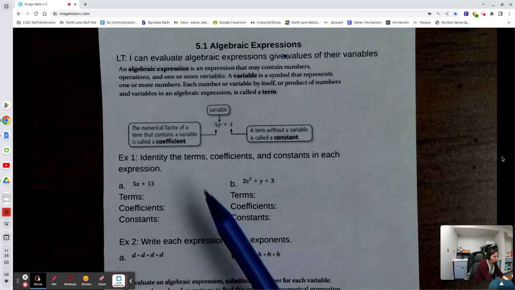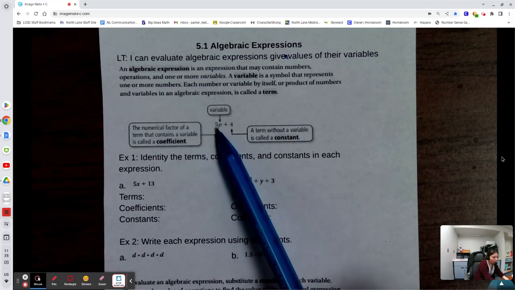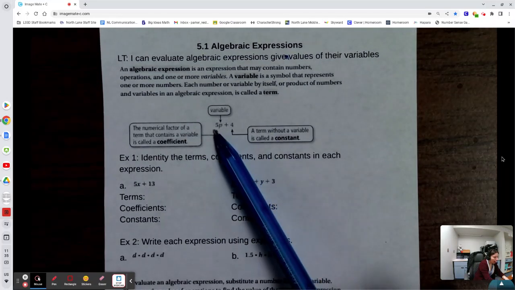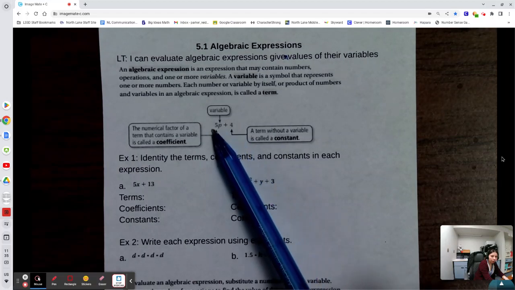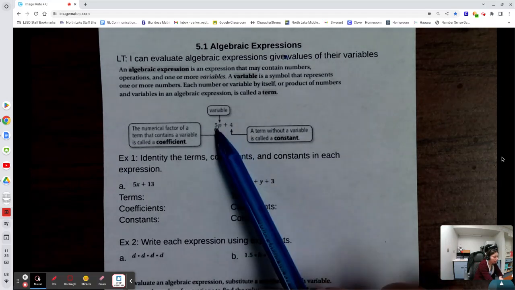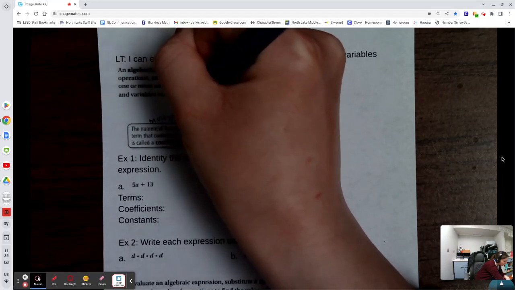We also have two other vocab terms. We have a coefficient. A coefficient is a number that comes in front of and is touching a variable. It tells you how many of this thing you have. This means we have 5 P's, 5 times whatever number P is. So when there's a number touching a variable, it means they're multiplied, and it is called a coefficient.